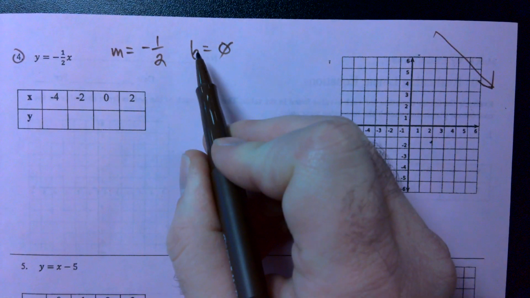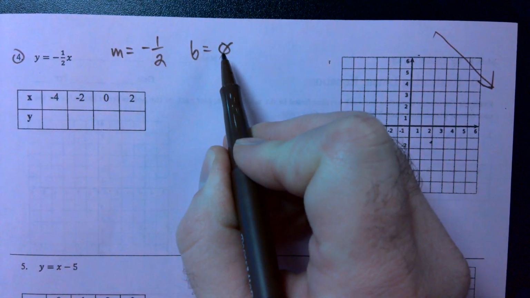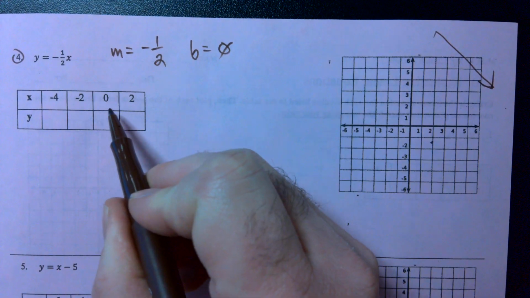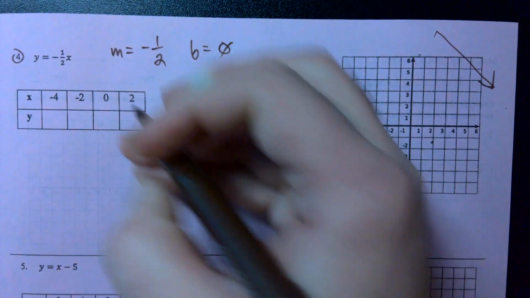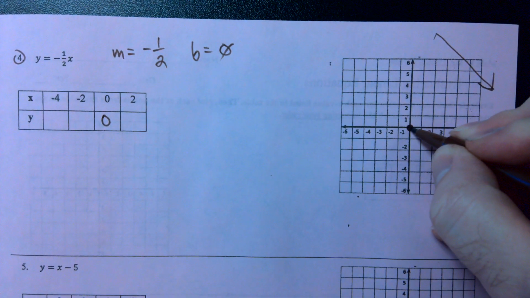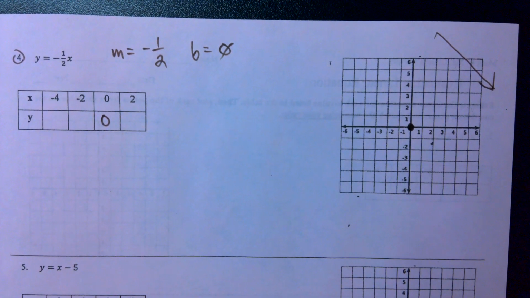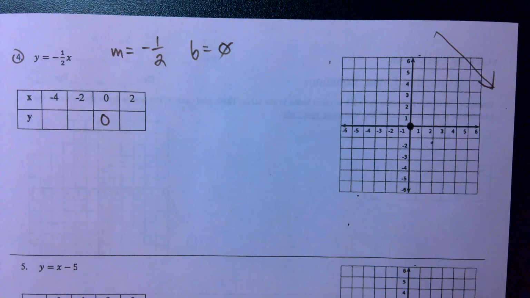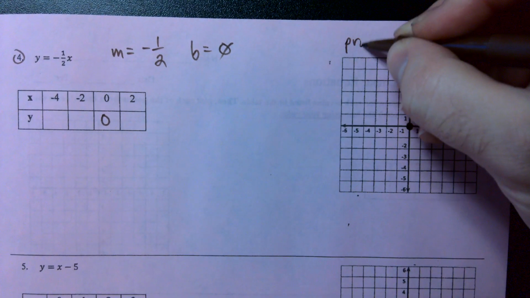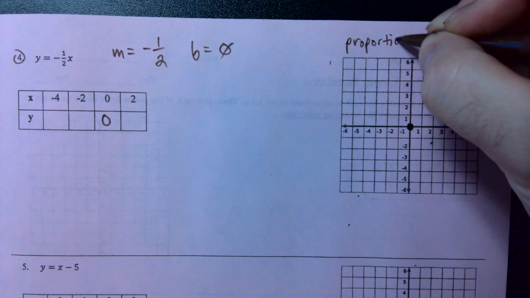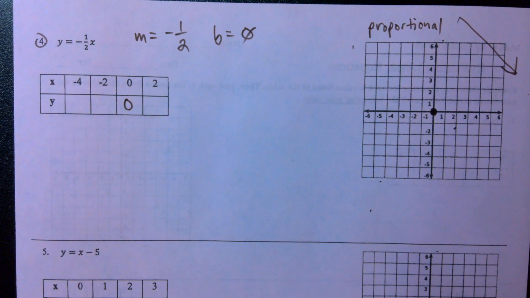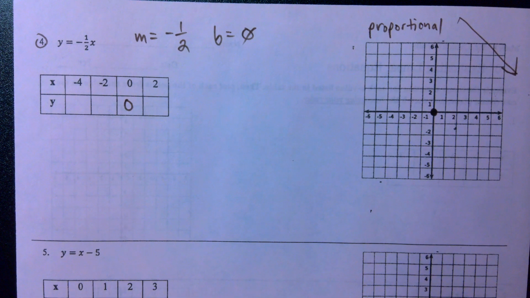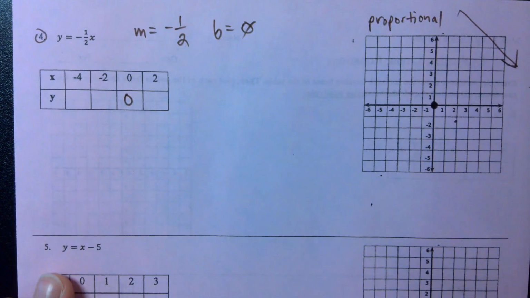Okay, again, if I know that my b value is 0, that tells me that on my table underneath the number 0, what am I going to write? A 0. So I know that this line goes through the origin. What do we call a relationship that goes through the origin again? Proportional, that's right. So I should see a straight line going through the origin, sloping downhill from left to right. Again, if we have an understanding of these things, we're able to know whether we did something right or wrong just by looking at what we come up with at the end, okay?